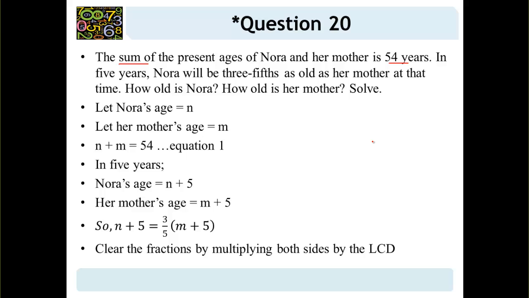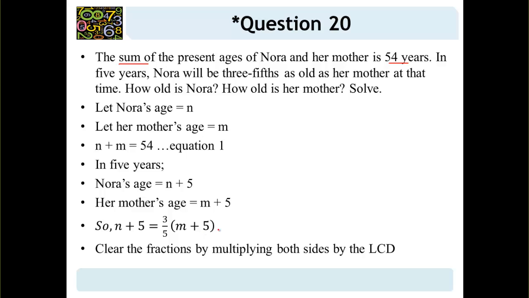Now, in 5 years, Nora will be 3/5 as old as her mother at that time. So, in 5 years, Nora will be what? N plus 5. Like, assuming I'm 20 years now, in 5 years, I'll be 25 because it is 20 plus 5. So, in 5 years, Nora will be N plus 5. And her mother will be M plus 5. Now, Nora's age then will be 3/5 of her mother's. Okay? That's why you now have that N plus 5 is equal to 3/5 times M plus 5.